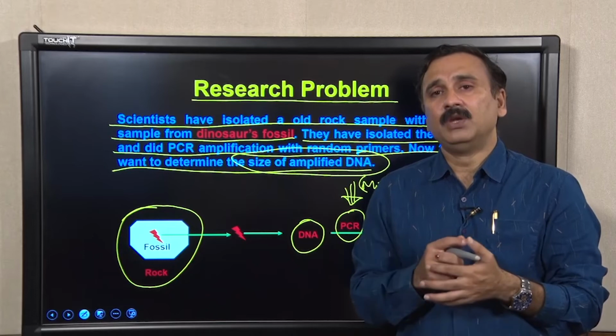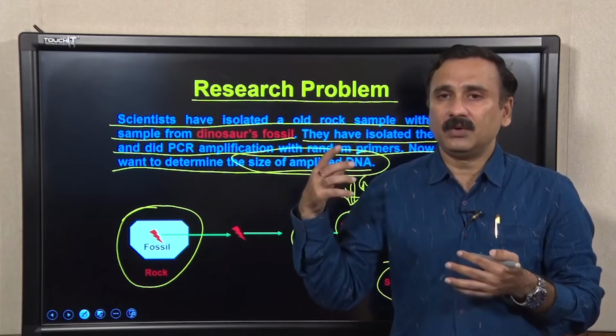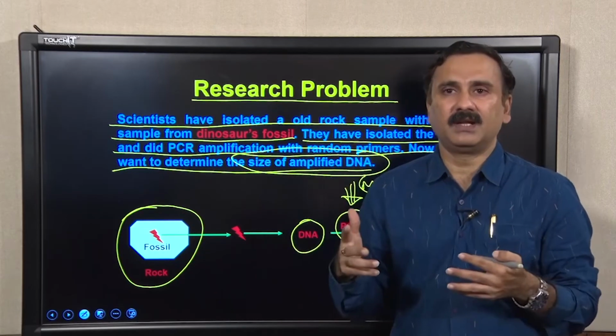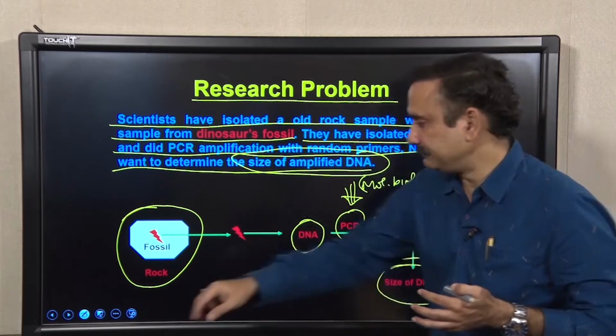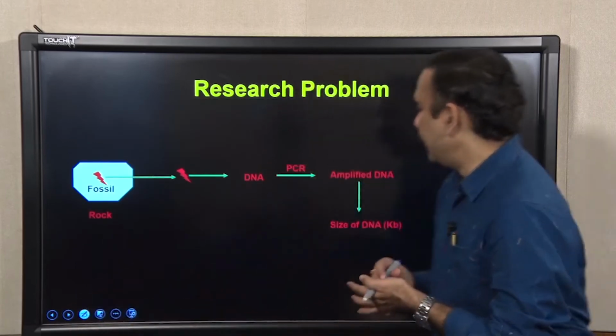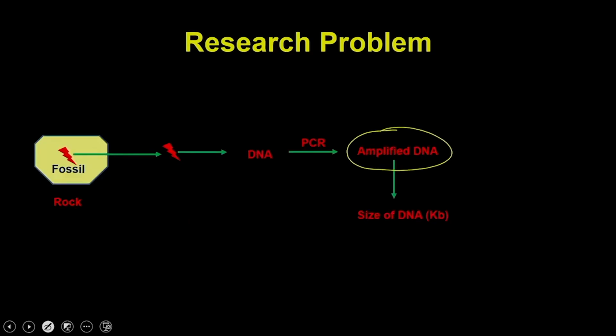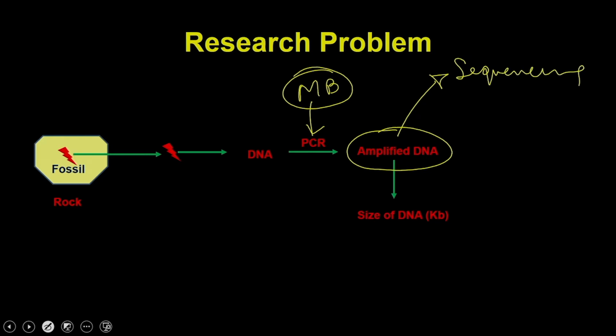Apart from that, you can also incorporate many other techniques so that you can understand more about this particular DNA. For example, you got this amplified DNA. First, you have added a tool from molecular biology. The second is, once you got this amplified DNA, you can do sequencing with the help of either Sanger's method or the Maxam-Gilbert method. So, you can actually get the sequence.